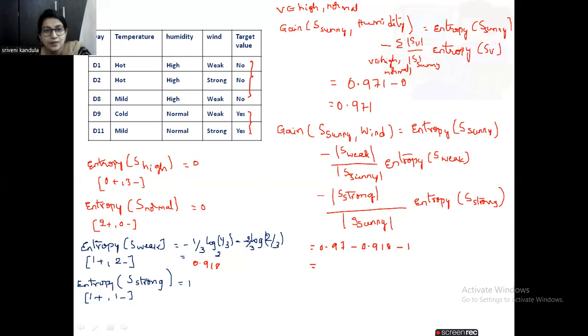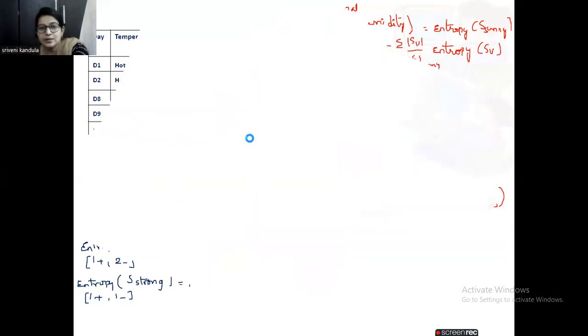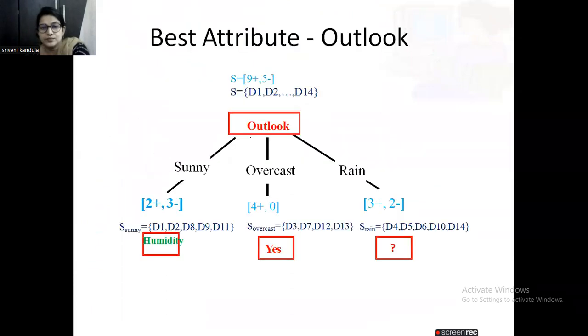So I can label the leaf nodes. Humidity has two possible values. So finally, I'm able to label it as no and yes. So I reached one part.